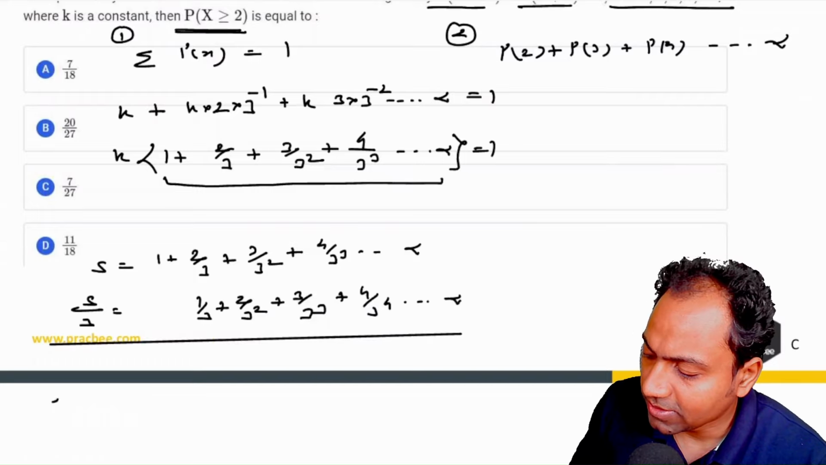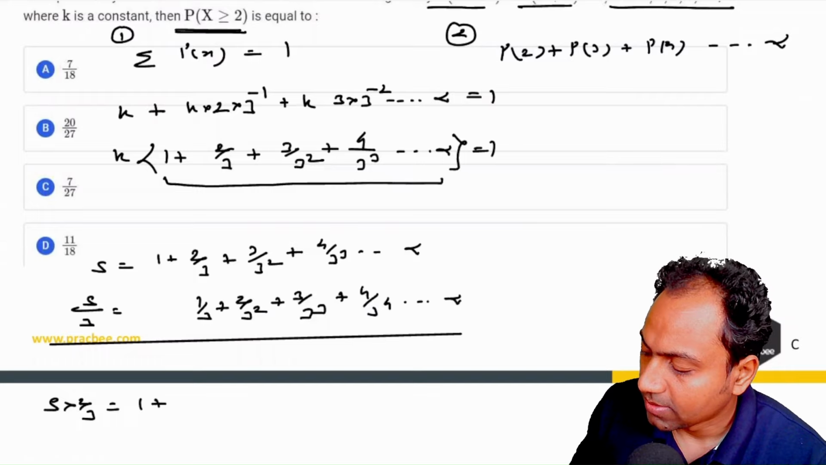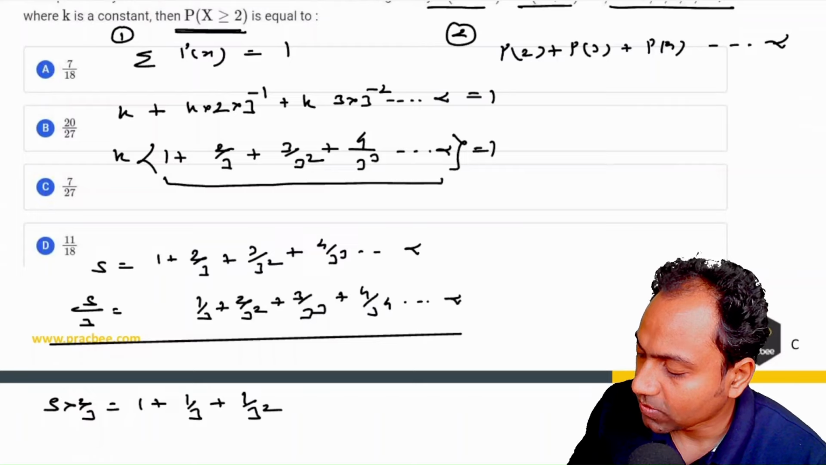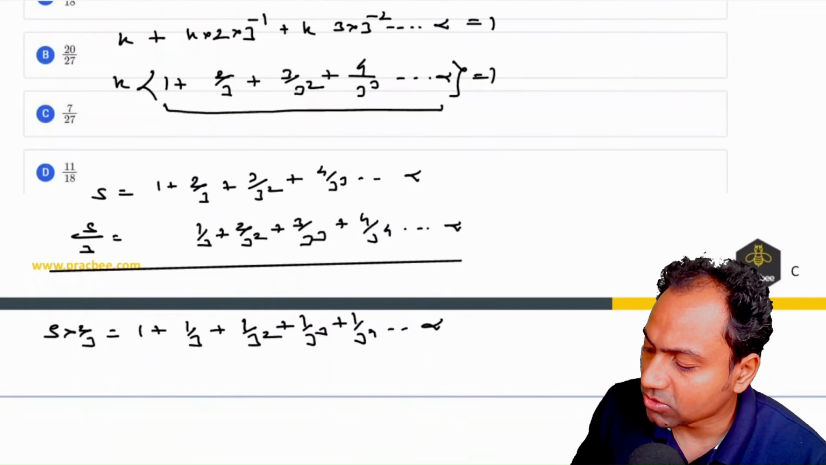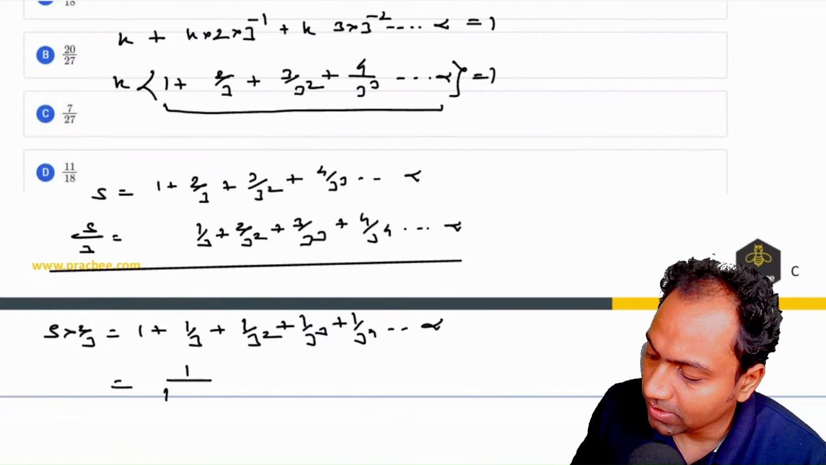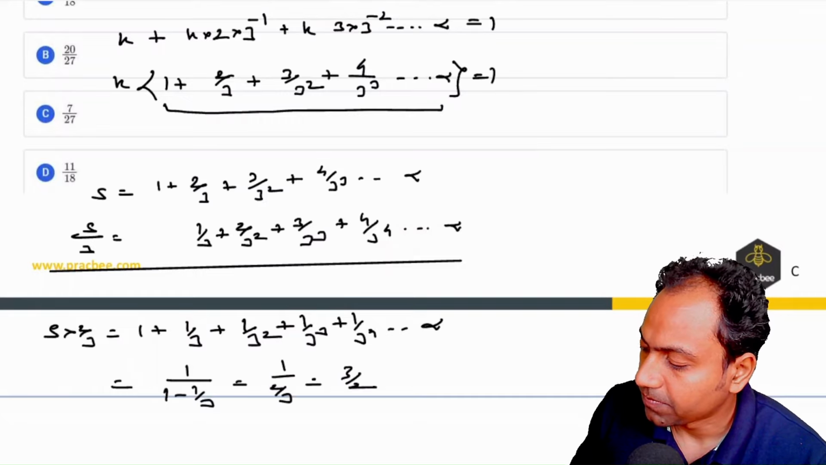So on the left hand side, what we get is S into 2 by 3. On the right hand side, it becomes 1. Then if I subtract, it will become 1 by 3. This will become 1 by 3 square, then 1 by 3 raised to the power 3, 1 by 3 raised to the power 4 till infinity. And the sum of this is quite easy to find, a upon 1 minus r. And you can see that this becomes 1 by 2 by 3, or 3 by 2.